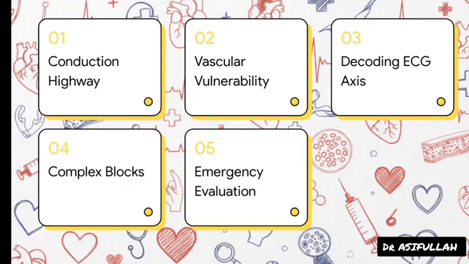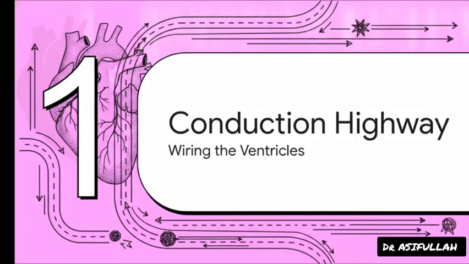All right, here's our cognitive roadmap for this explainer. We'll be moving briskly through the heart's conduction highway, ischemia and vascular vulnerability, decoding the ECG axis, complex conduction blocks, and finally, emergency evaluation and management. Let's kick things off with Section 1, the heart's conduction highway, wiring the ventricles.